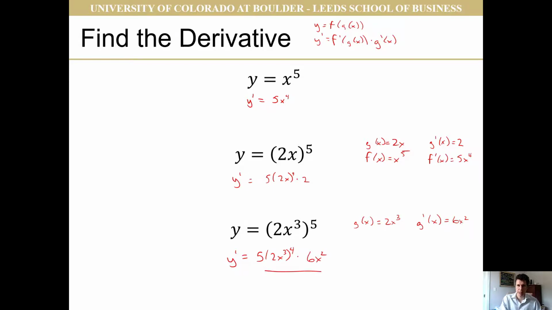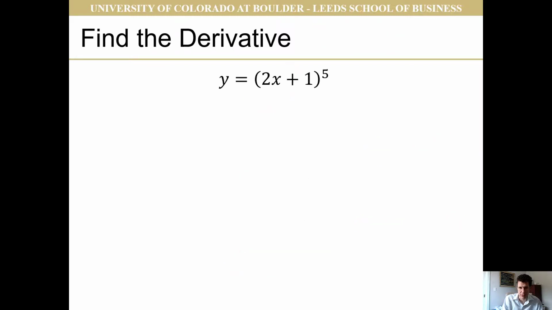So, our chain rule. If we have a function y equals f of g of x, then y prime equals the derivative of the outside function, f prime applied to g of x, times g prime of x. Let's do some more examples.